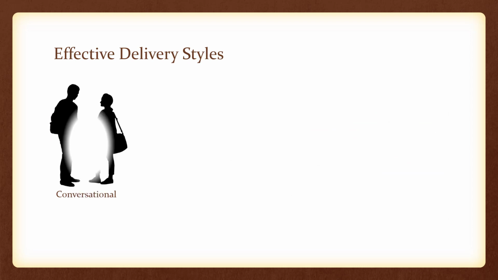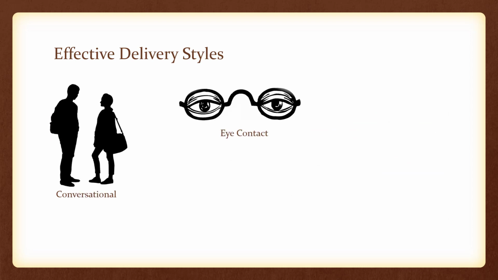Effective delivery style includes conversational style, eye contact, and the presentation should be intelligible, meaning speak up, speak slowly, and avoid speaking in a monotone. Speakers who read speeches tend to have poor eye contact and talk in a monotone. Avoid this by using your outline notes and speaking extemporaneously. This means a majority of your speech is unscripted and you are telling us what you know.